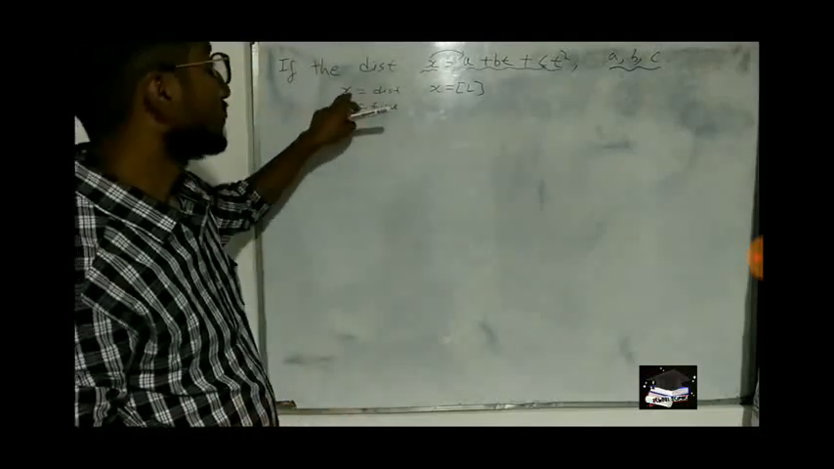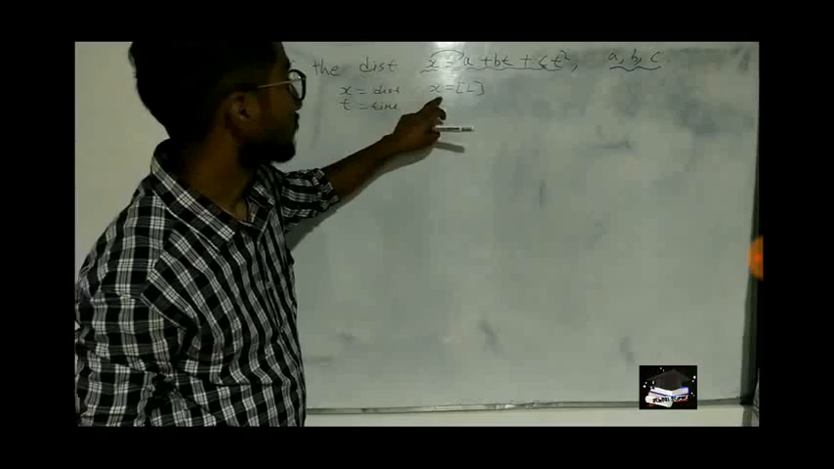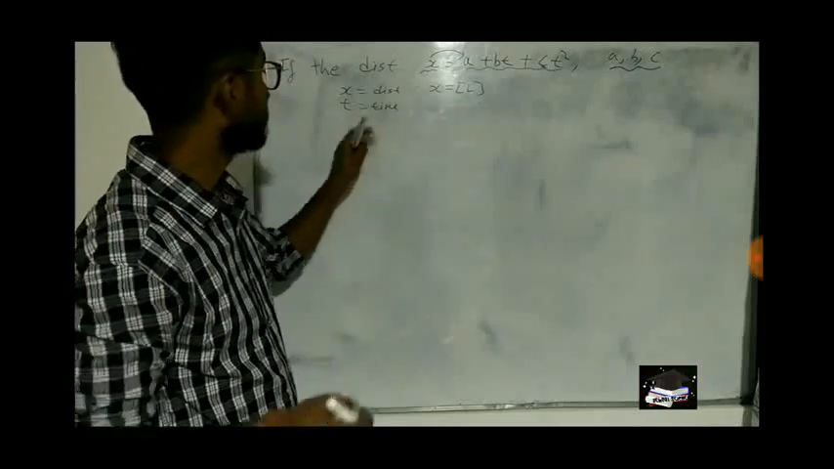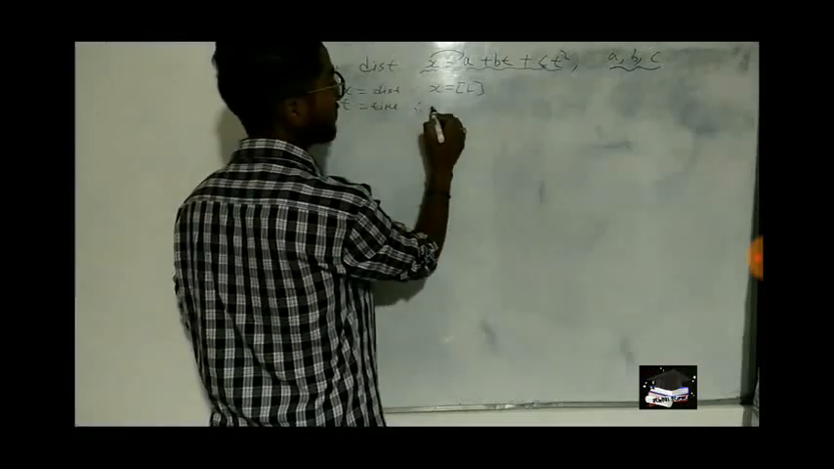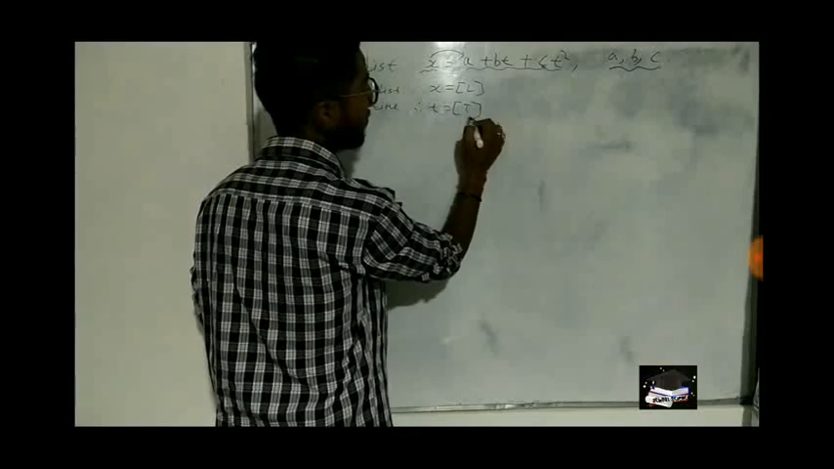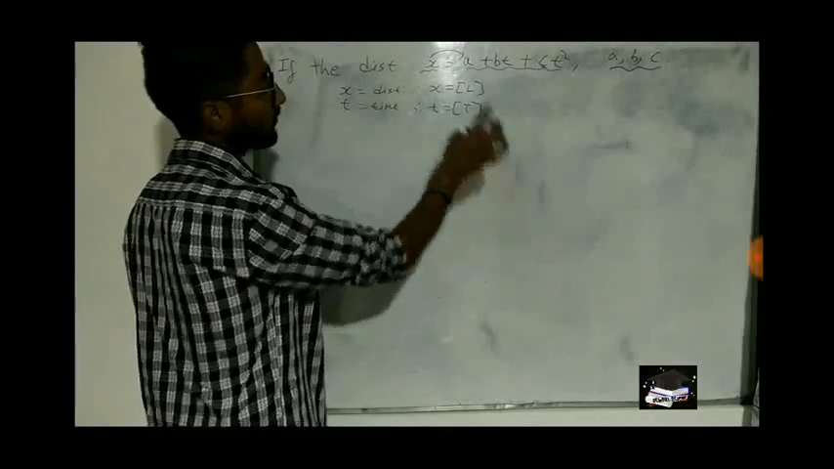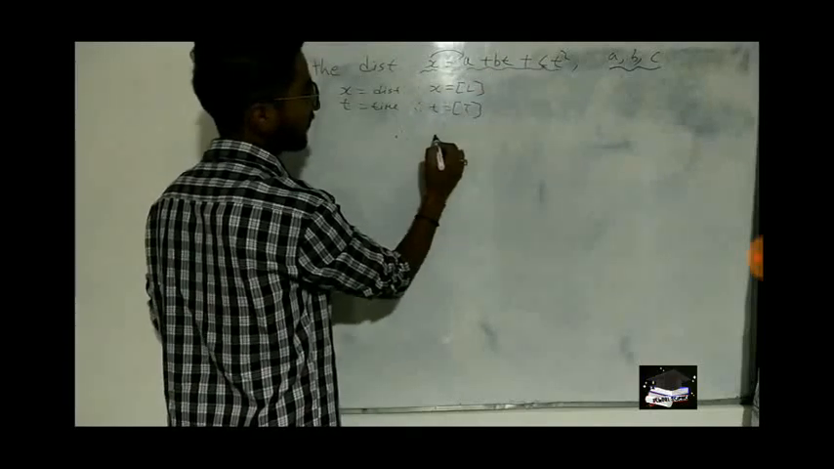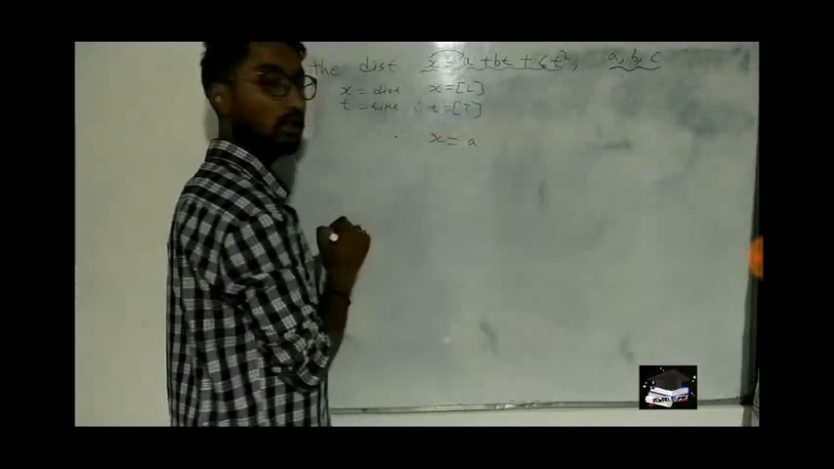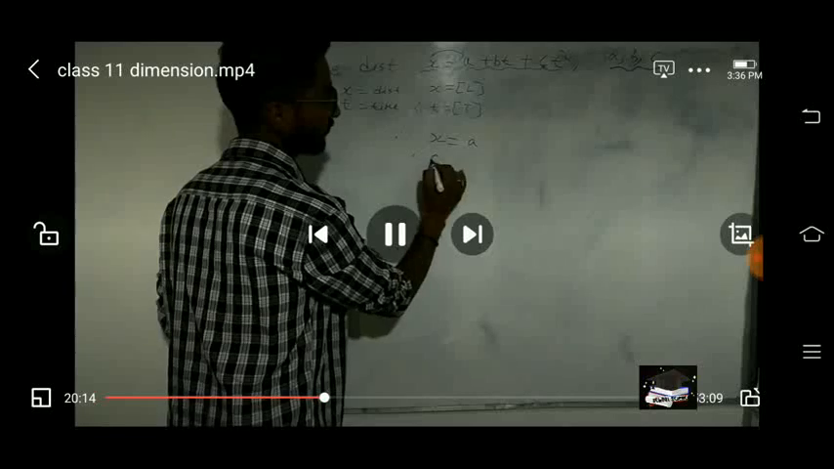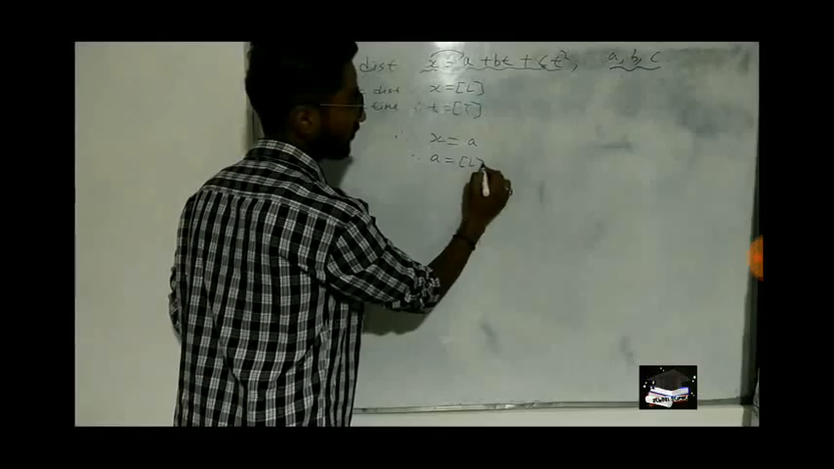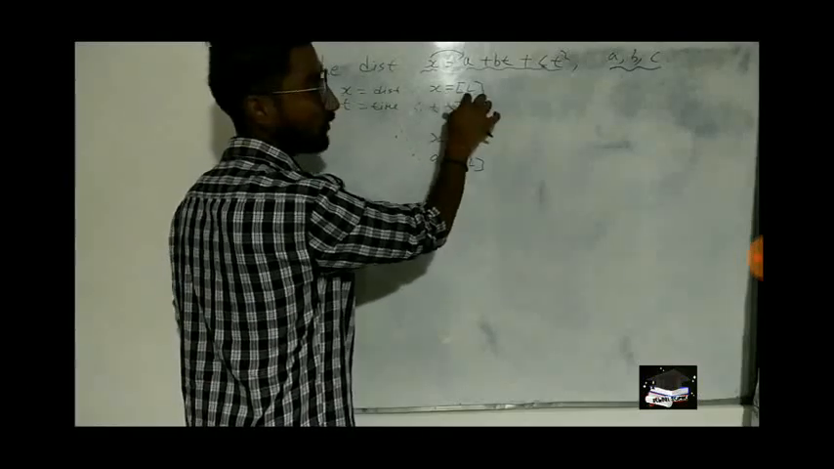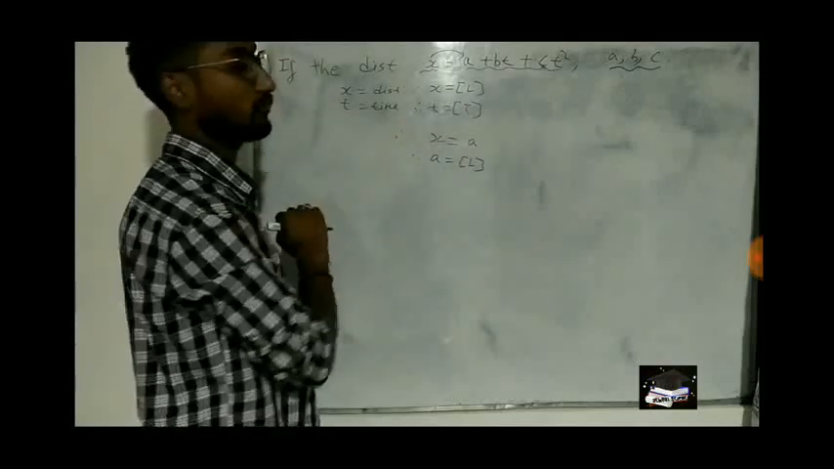Given x is the distance, so the dimension of x is L. Given t is the time, therefore the dimension of time is T. Now let us proceed to the problem. So from this what we can get? We can get x equals a. Therefore the dimension of a is also L, because the dimension of x we have already got is L.